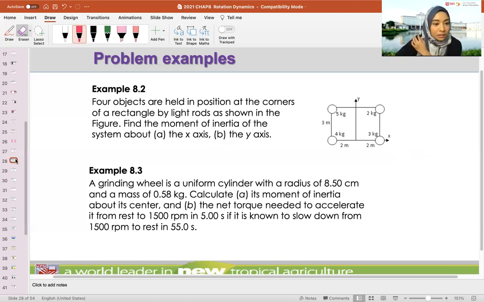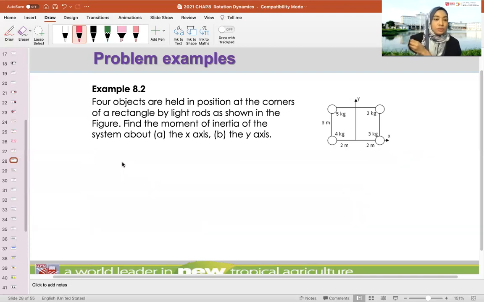Let me duplicate this so we have space. Duplicate and then I'm going to remove this. So how should we do this? Okay, so we are going to use the moment of inertia. Remember, I is equal to the net sum of mr squared. M is mass, R is the radius. What radius? Radius with respect to the axis of rotation.